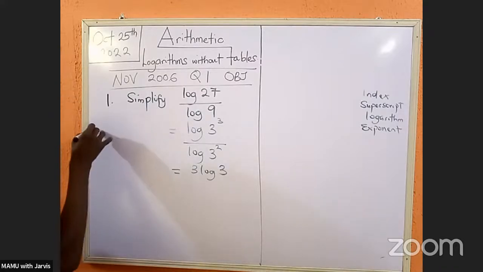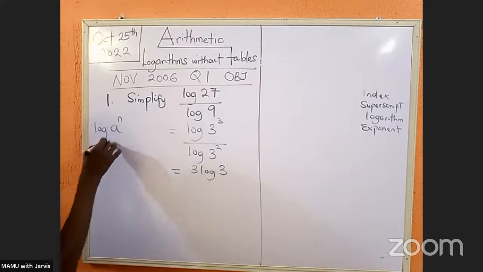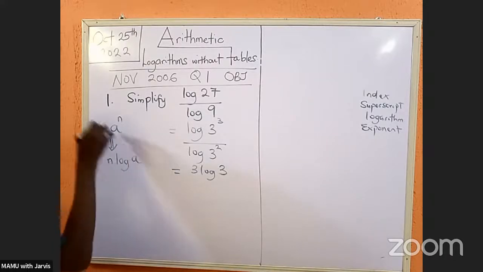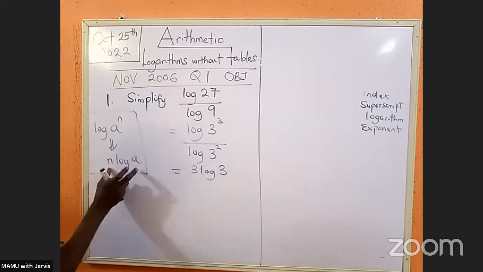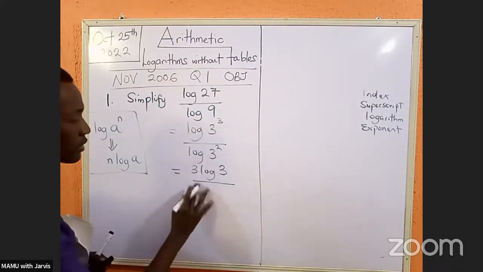Remember that if I have log a raised to the power of n, I can write this as what? n log a. This is a log rule you need to remember. This is another way I can write this value. I can write this to be this. So if that is understood, this will now be what?